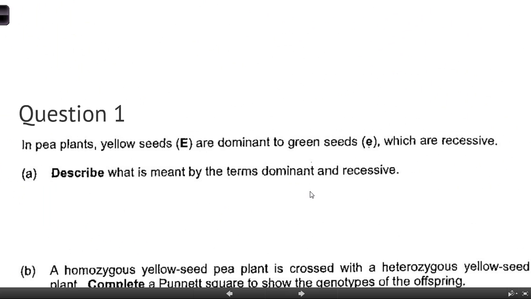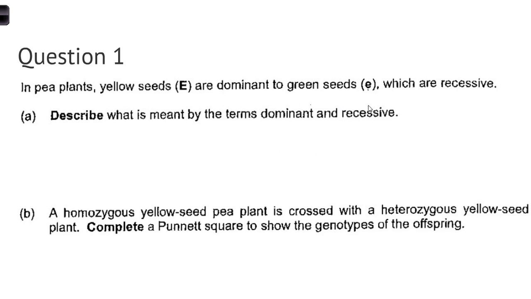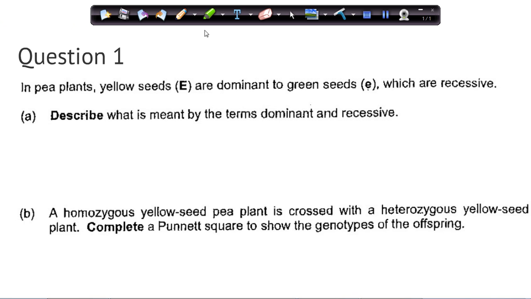So let's do some examples. Question 1. In pea plants, yellow seeds, big E, is dominant to green seeds, little e, which are recessive. So describe what is meant by the terms dominant and recessive. So you see, this actually can come up as a question. Alright, so what does dominant mean?